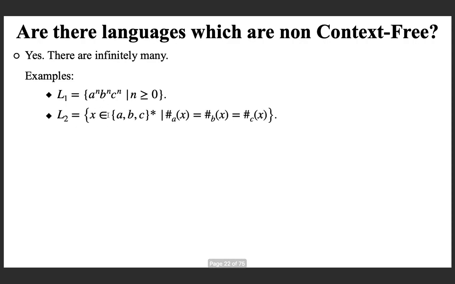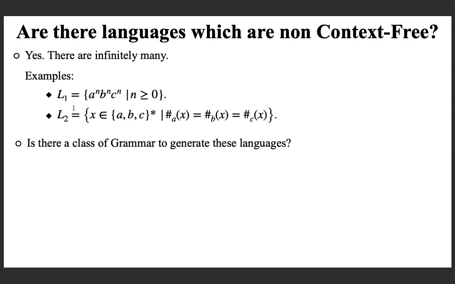Another example is this language, the set of all strings over the alphabet set {a, b, c}, where the number of a's is the same as the number of b's, which is the same as the number of c's. This can also be proved to be a non-context free language. The proof is not very difficult because L1 is a special kind of L2, because here again this condition is satisfied. Even that subset is not context free. So we can apply the pumping lemma to prove that L2 is non-context free. So these are example non-context free languages.